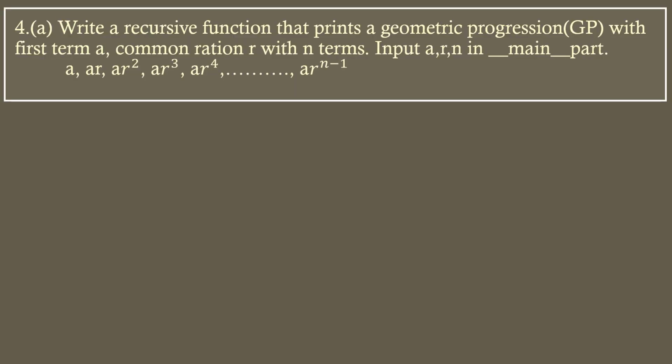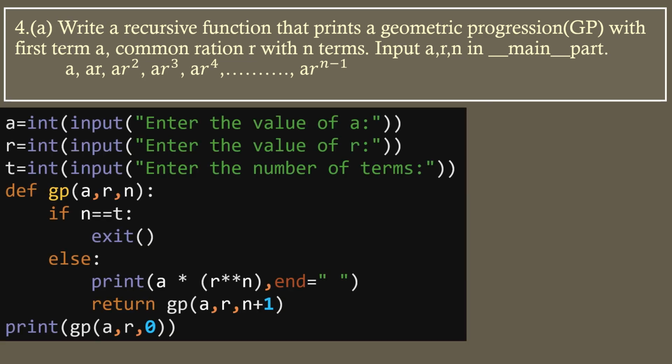Now write a recursive function that prints a geometric progression or GP with first term A, common ratio R with n terms. And you have to input A, R, N in the main part, and your geometric progression is like this. First it will print the value of a, then ar, then ar to the power 2, ar to the power 3, and so on till ar to the power n minus 1.